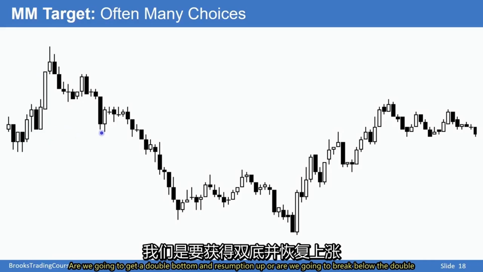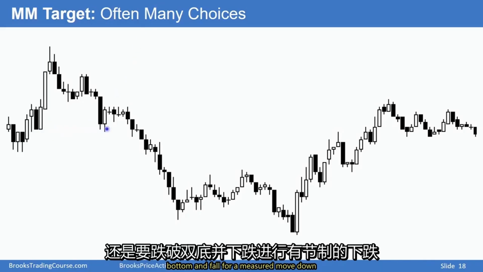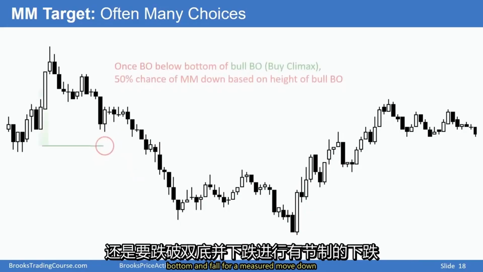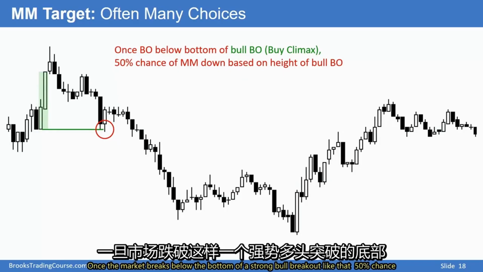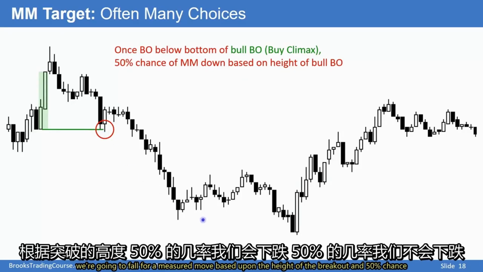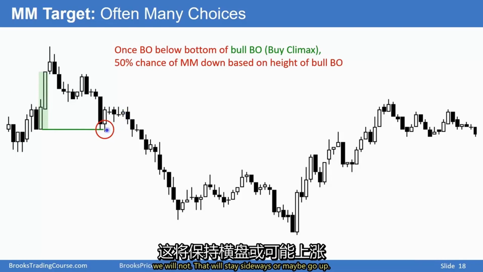Are we going to get a double bottom and resumption up, or are we going to break below the double bottom and fall for a measured move down? Once the market breaks below the bottom of a strong bull breakout like that, 50% chance we're going to fall for a measured move based upon the height of the breakout, and 50% chance we will not. That will stay sideways or maybe go up.